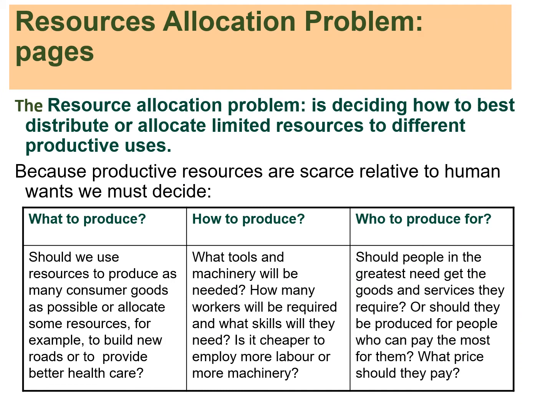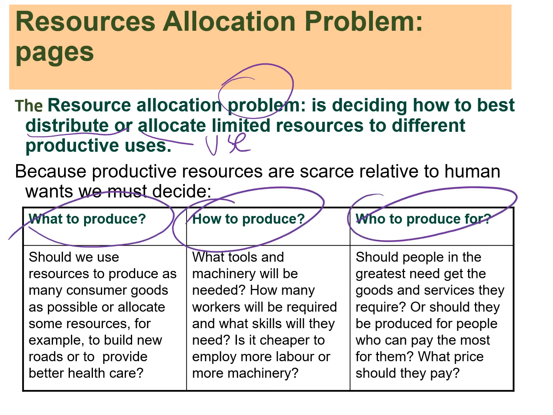Now, there is a resource allocation problem, and it is to decide how to best distribute, allocate, or use our limited resources in different productive uses. In order to solve that particular problem, I would need to ask myself these three questions and abide by them, and we already explained them before. Okay?